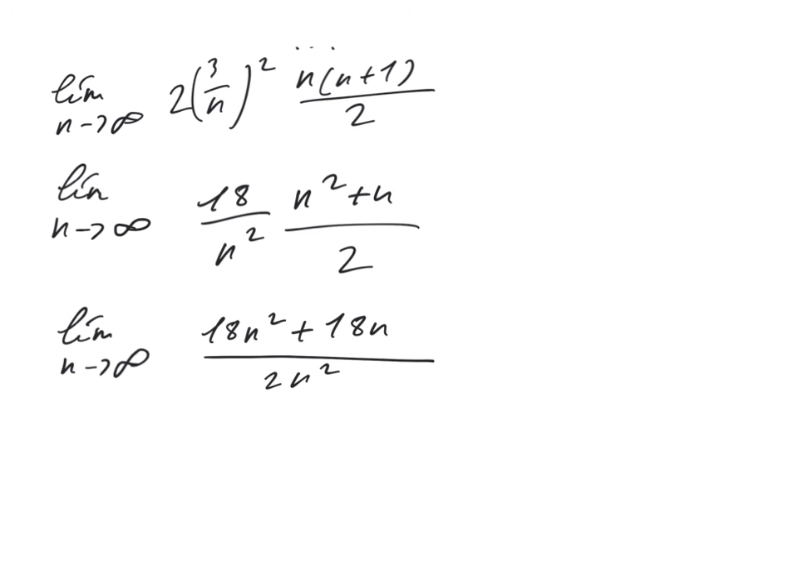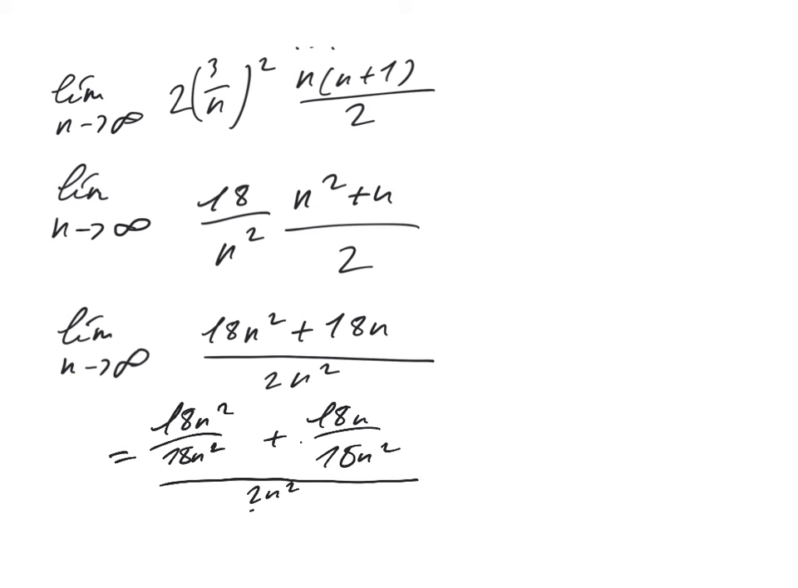And now we can actually find the limit of this. So in order to find the limit, we want to divide by the biggest number in either the numerator or the denominator. So in this case, our biggest number is the 18n squared. So let's go ahead and do that. So we can say that this is 18n squared over 18n squared plus 18n over 18n squared, over 2n squared over 18n squared.